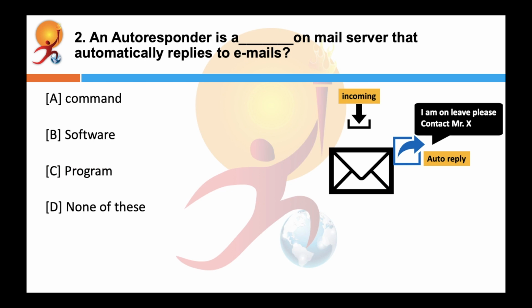An autoresponder is a dash on mail server that automatically replies to an email. Correct answer is C, a program. This is helpful especially when a new or prospective client contacts you. And imagine you are on a leave. So create an auto-response mail saying you are on leave till so and so date, and in the meantime, please contact your colleague, Mr. X, for further info, etc.